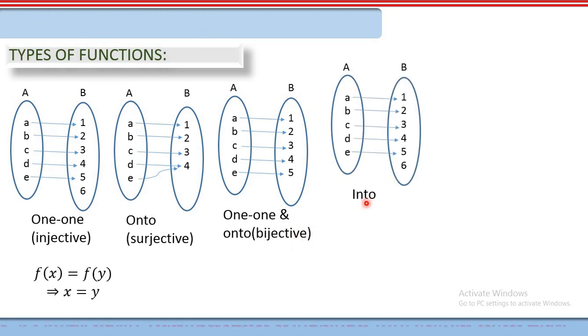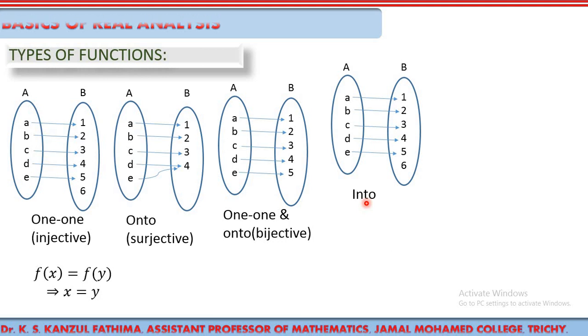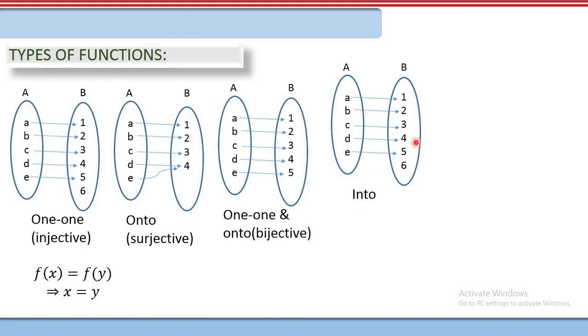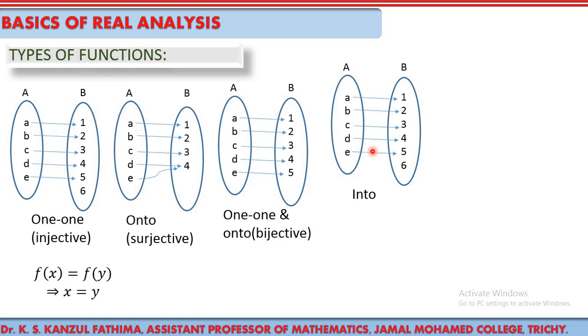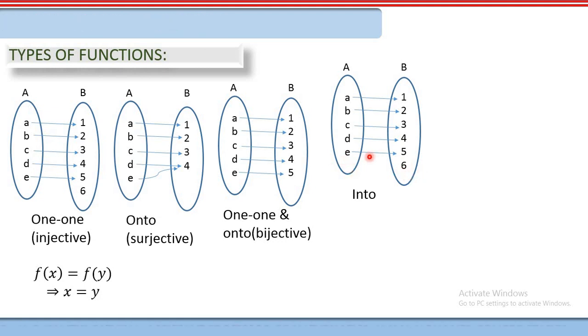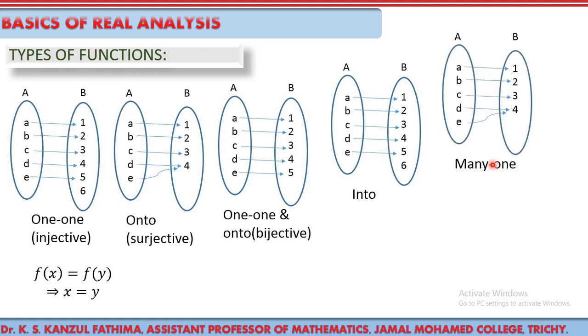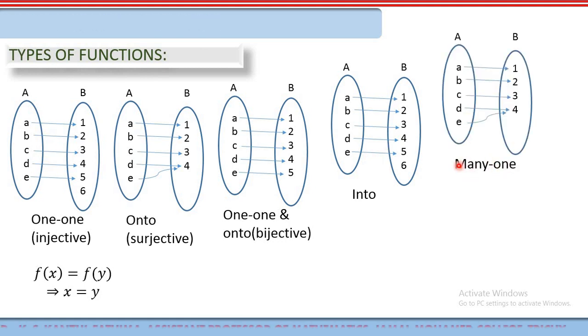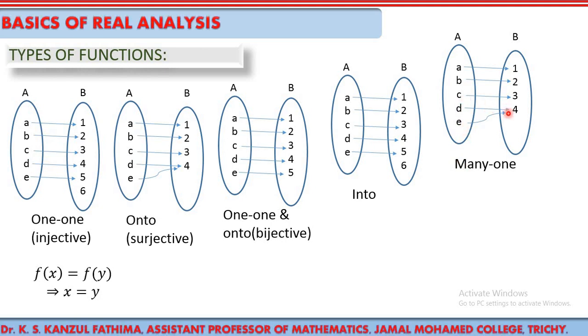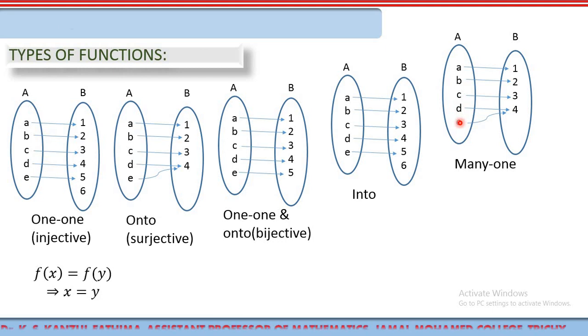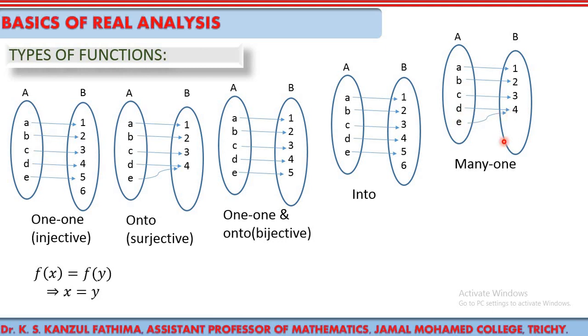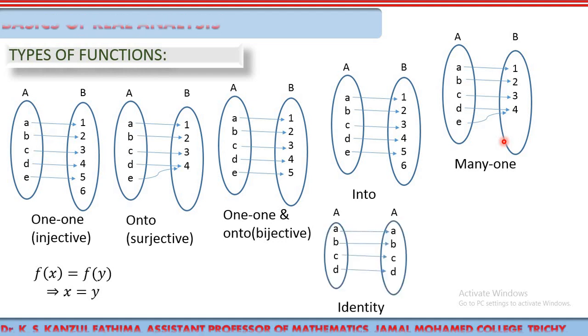Next one is the into function. Into function means there exists at least one element in B that has no pre-image. In this example, 6 has no pre-image. That's why this function represents an into function. Next one is the many-one function. Many-one function means at least two elements of A have the same image. In this example, d and e have the same image 4. So, this function represents a many-one function.